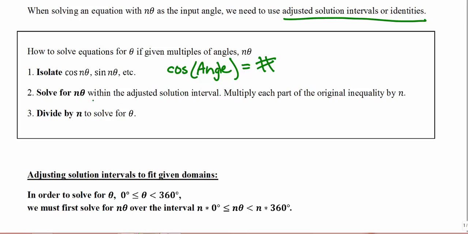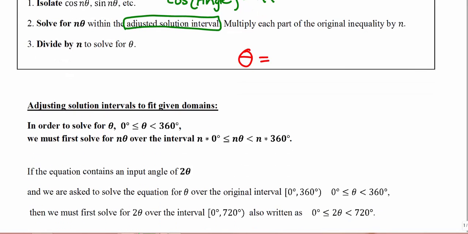So we're going to solve for n theta first within the adjusted solution interval. We'll talk about that in just a minute. Then we actually want to solve for theta. The whole goal here in the end is to know what theta has to be. What does theta itself have to be in order to balance out the equation? So we solve for n theta first, and then we make sure that we divide by n so that we actually solve for theta itself.